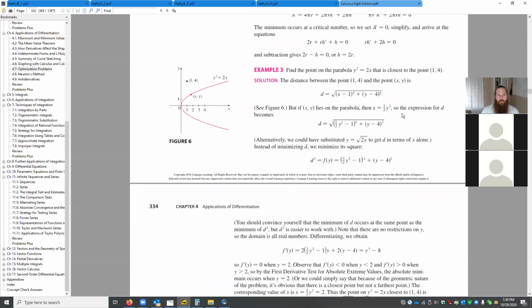So this is a fun one. I like this. Find the point on the parabola y squared equals 2x that is closest to the point 1, 4. This is an optimization problem, but it's not really applied. It's not got anything to do with the real world, but we're still trying to minimize or maximize something.